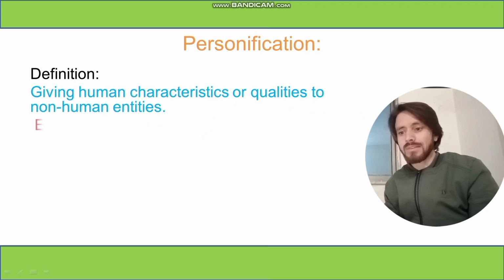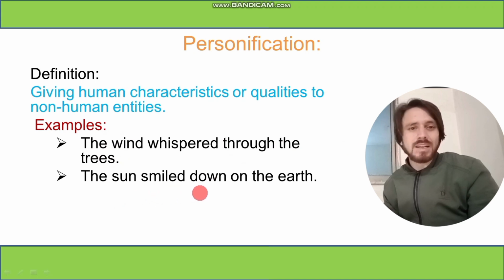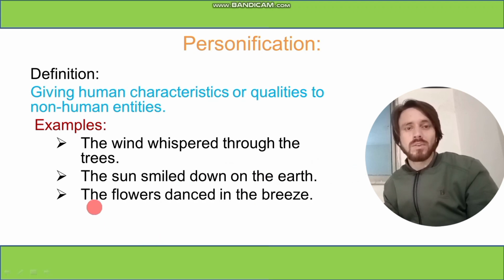Okay, examples we have. The wind whispered through the trees. Wind cannot whisper. Whispering is a quality of human beings, but in this sentence the wind is whispering. So this is personification. Okay, next is: the sun smiled down on the earth. Sun cannot smile. Sun is a non-living thing, and humans can smile. The human quality is given to a non-human thing, so that is why it is personification.